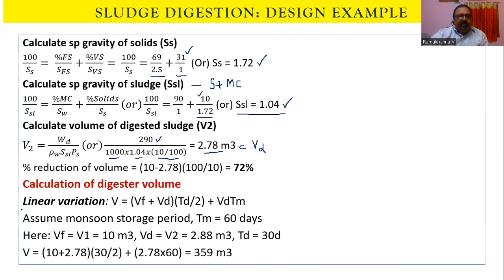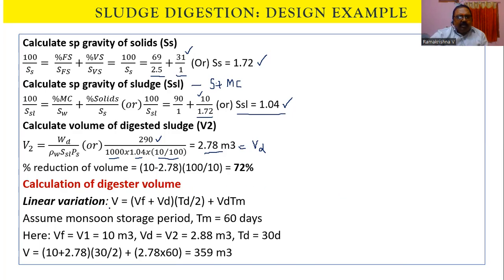How much is reduction of volume? Initially 10, now it is 2.78. That is equal to 72% volume is reduced because of sludge digestion. So this is enormous volume. Okay. So now initial 10 meter cube, it is only 2.78 meter cube after digestion. That's why the digestion is again an integral part of sludge handling system to reduce the volume of the sludge handled after digestion. So now we will calculate the digester volume.